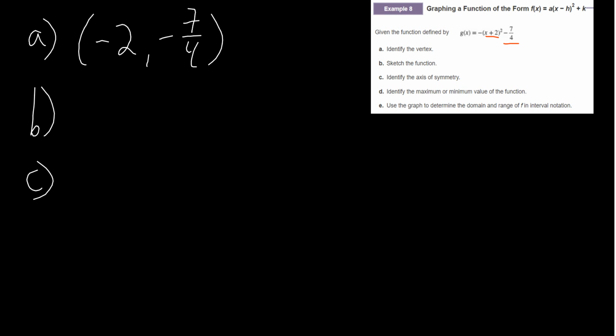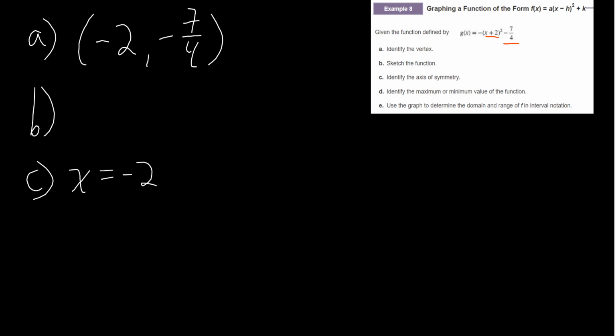All right, so we want to identify the vertex here. Again, we're going to look at the h value and k value. The h is a positive 2 inside there, and then we have a negative 7/4. So my vertex is going to be the opposite of that positive 2, so negative 2, and then we take the sign of that negative 7/4, like so. Sketch the function: I'm going to leave that blank for right now. Identify the axis of symmetry, which is going to be x equals negative 2.